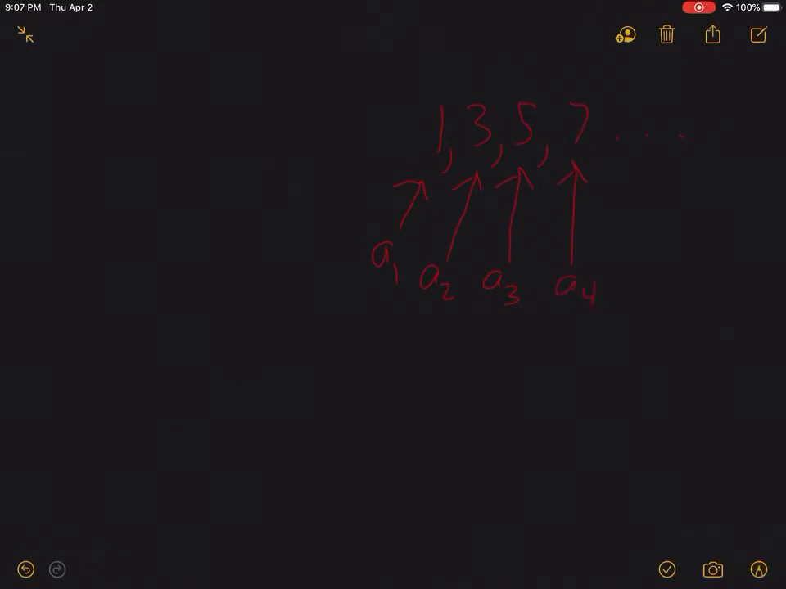What sequence is this? Well, you would say a sub n, where n is any number, any subscript, is equal to... All right, you got to take a look at the pattern that's going on here. The numbers are going up by 2 each time. So you're going to say 2 times n. All right, so 2 times n.